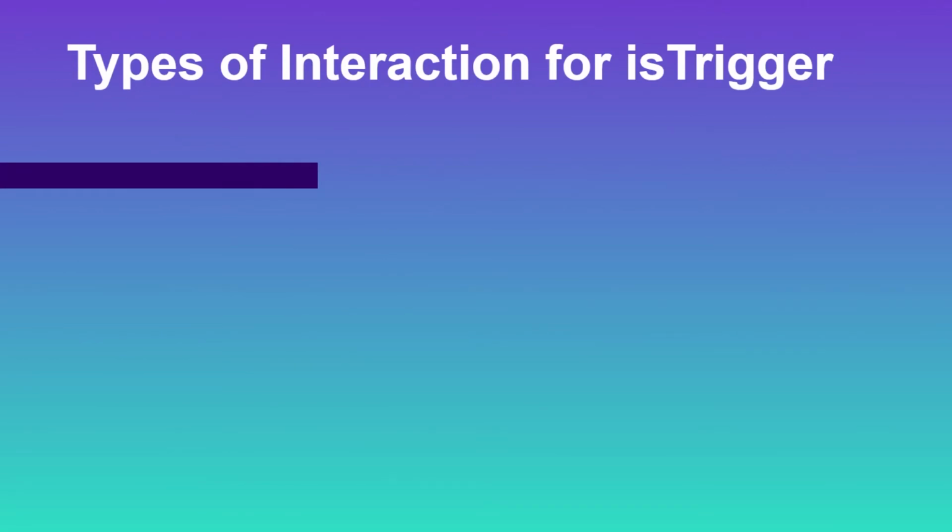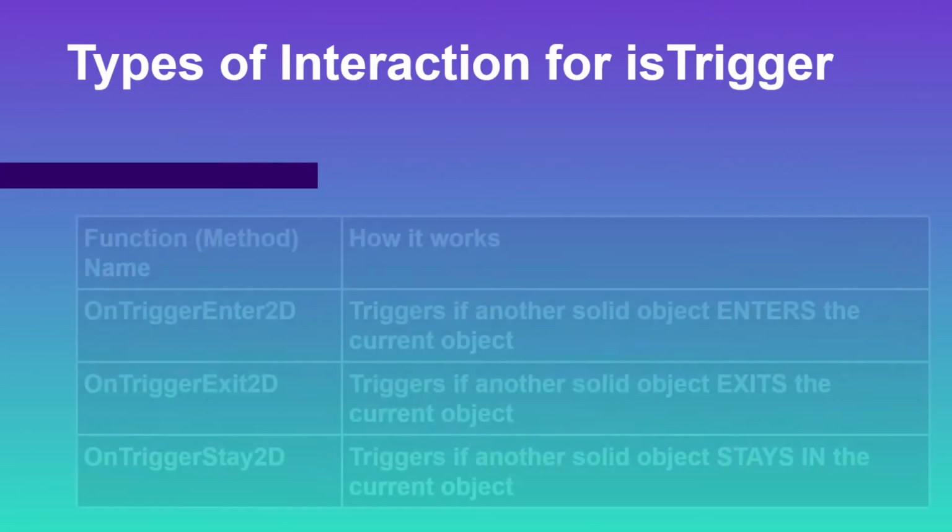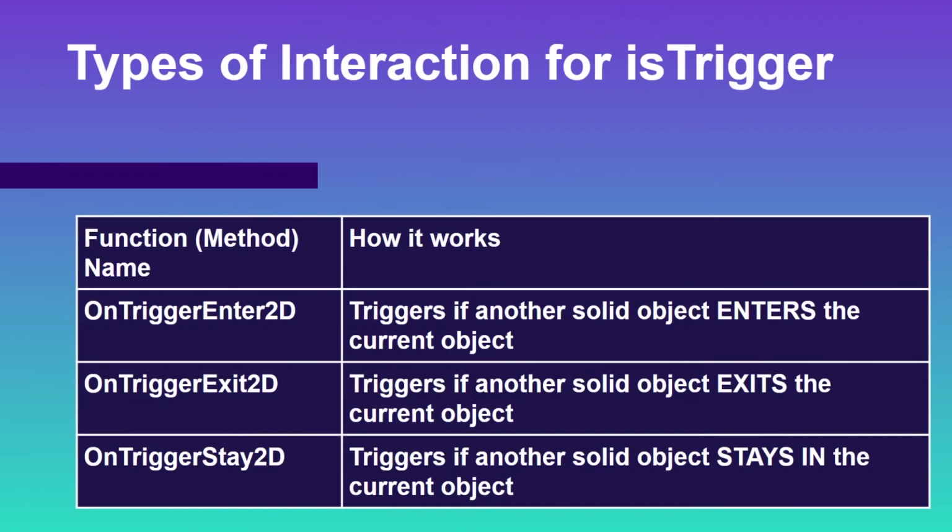There are a couple of different types of interactions for a trigger. You have OnTriggerEnter, which says that if the trigger touches another solid object and that object enters the current object, it will do one thing. OnTriggerExit: if an object exits that trigger, it'll do something. And OnTriggerStay: if an object is inside that trigger, it will do something else.